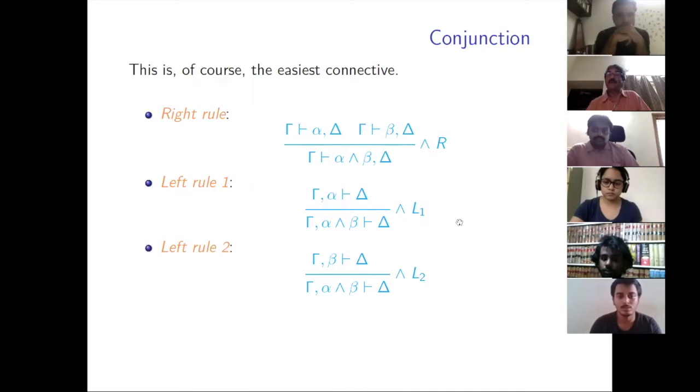And what about the left rule? It's exactly what you would expect. If you have assumed alpha, you can always assume alpha and beta, nothing will go wrong, because the delta depends only on alpha and gamma. So adding an extra assumption doesn't hurt you. And you can add on the side, so you have two left rules. Now, is the rule for conjunction clear?